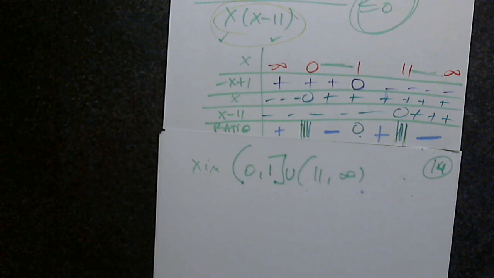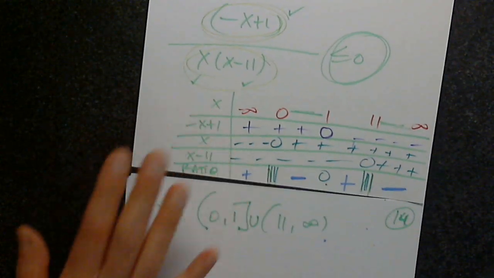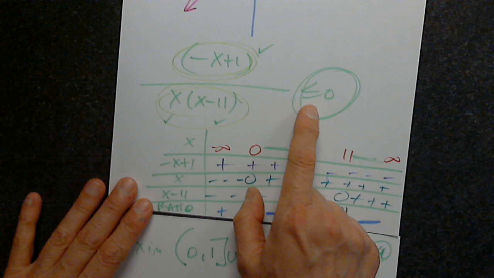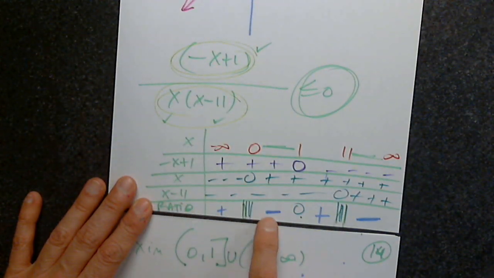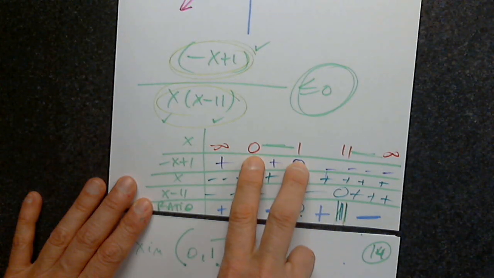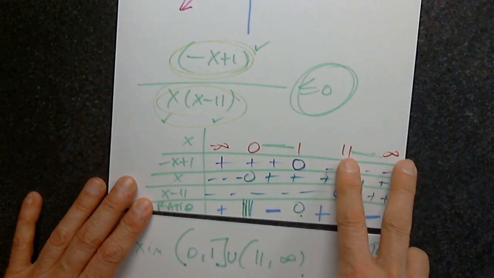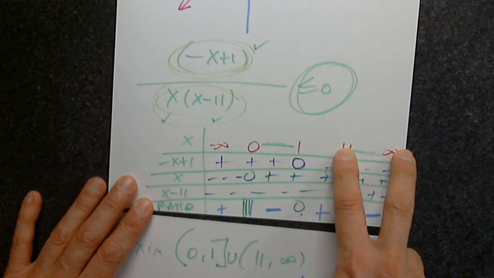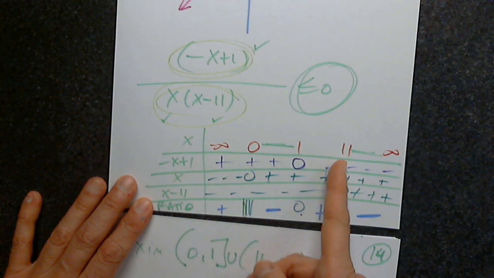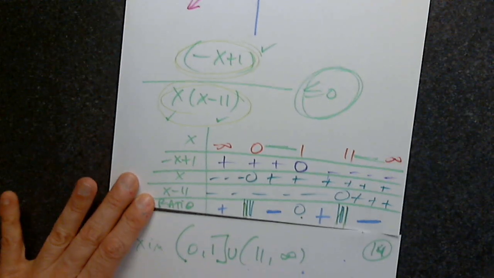Can you just say again how you presented this in interval notation? This is the interval notation. Can you just talk it through and explain it? I'm asked to find x such that this ratio is less than 0. It's less than 0 here for these x values, and it's less than 0 here for these corresponding x values. So (negative infinity, 0), (1, 11 to infinity).